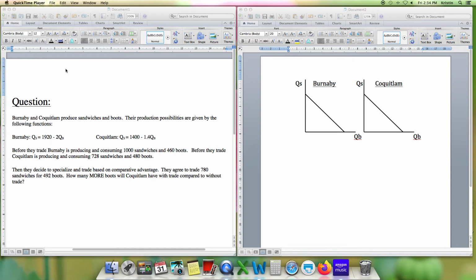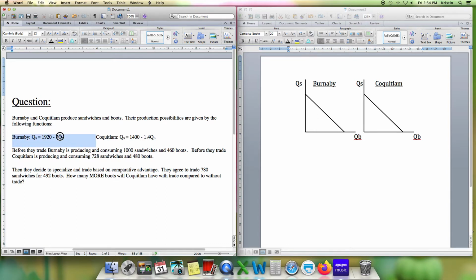The question is about calculating gains from trade, but using equations rather than starting with the graph. Okay, so here is the question. Burnaby and Coquitlam produce sandwiches and boots. Their production possibilities are given by the following functions. Before we deal with the rest of it, let's just deal with these functions here.